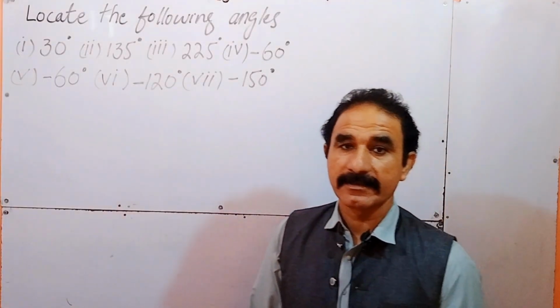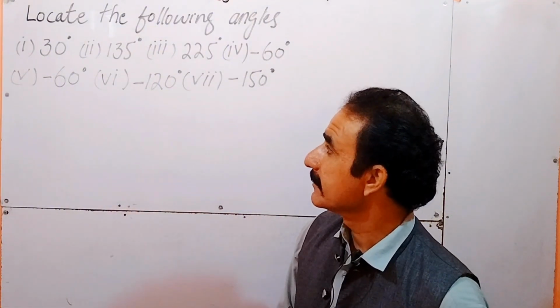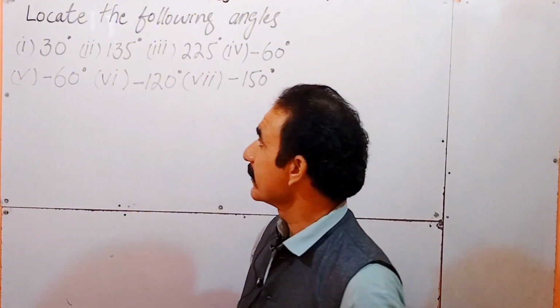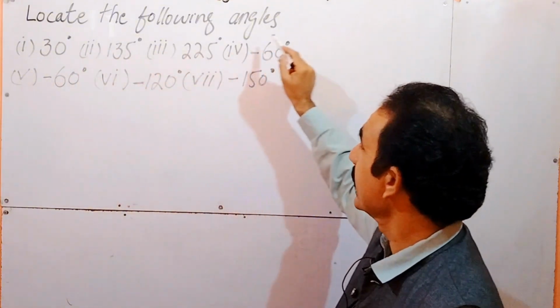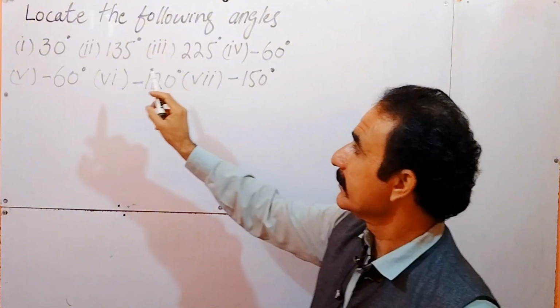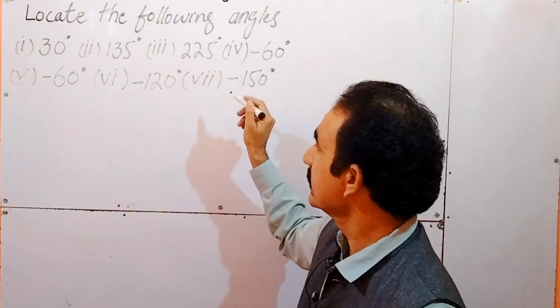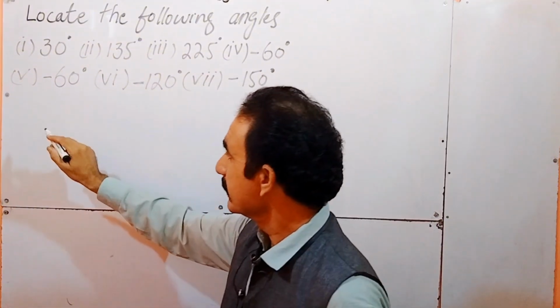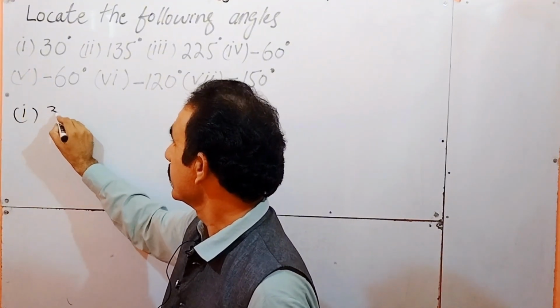Today we start 10th class math chapter number 7 exercise number 7.1. First question, locate the following angles. We draw these angles which are given. First angle, 30.